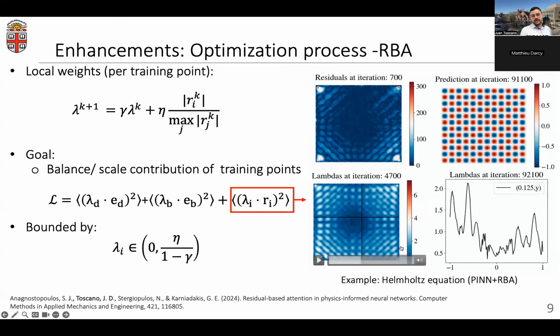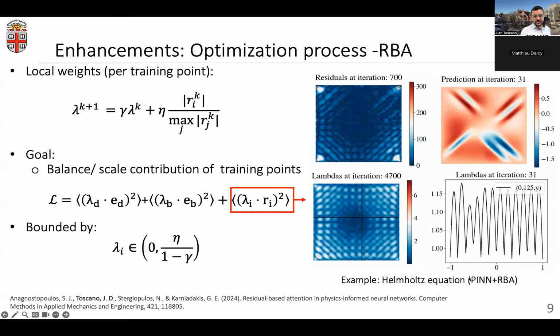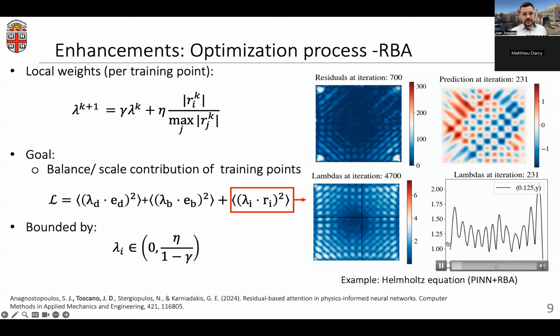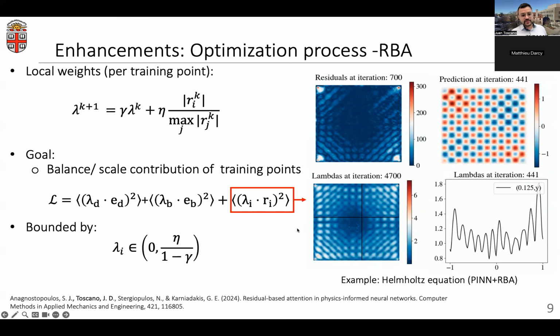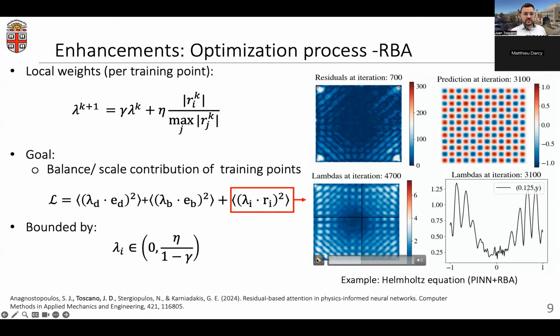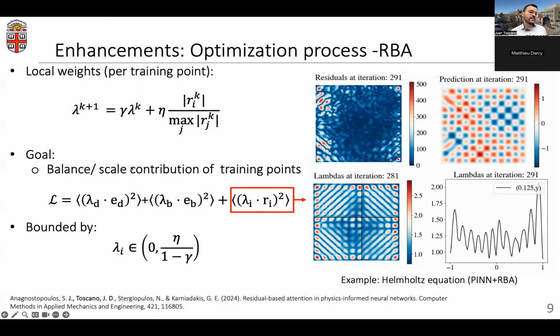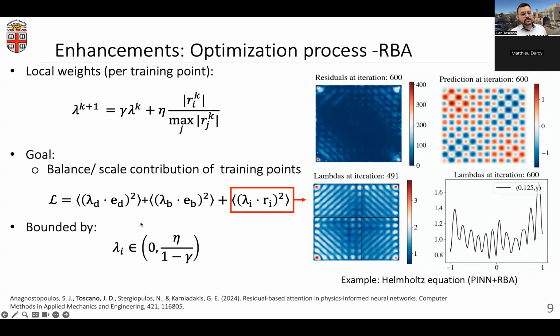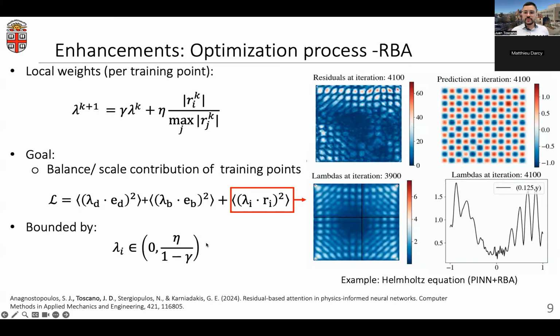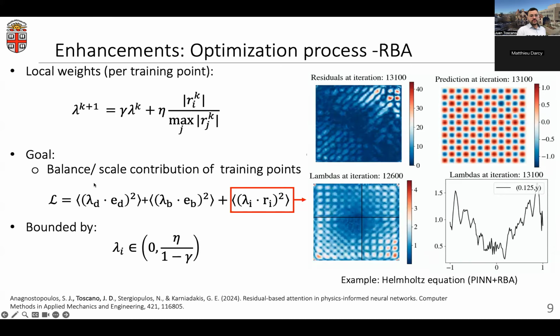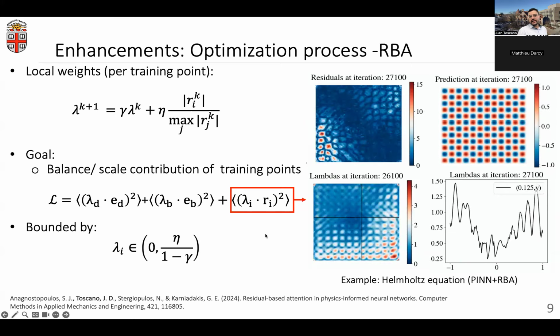Here we have the prediction at different times. This is for the Helmholtz equation with a 6x6 wave number. And these are the weights at some specific iteration. One of the advantages of RBA is that the weights are bounded, and they go from 0 to 1 minus a parameter, a hyperparameter.